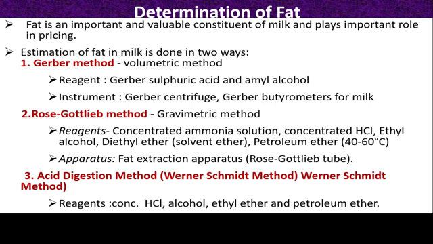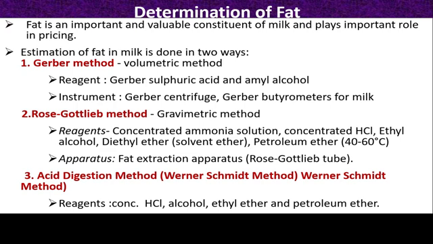Determination of fat. Fat is an important and valuable constituent of milk and plays an important role in pricing of the milk. Estimation of fat in milk is done by different methods. The first one is the Gerber method, used to detect the fat content of milk. It is a volumetric method. Reagents used are Gerber sulfuric acid and amyl alcohol. The instrument used is the Gerber centrifuge. Gerber butyrometers are also used.